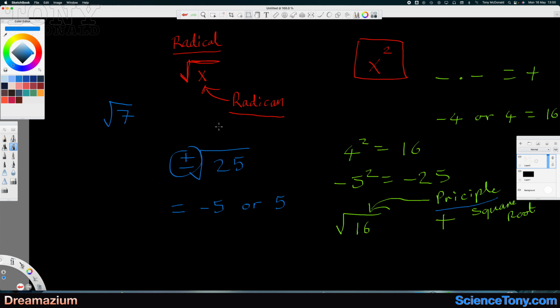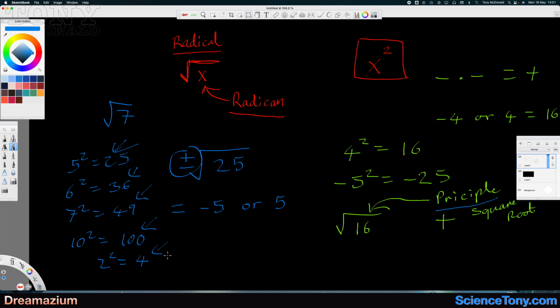By a perfect square, I mean something like 5 squared equals 25, 6 squared equals 36, 7 squared equals 49, 10 squared equals 100, 2 squared equals 4. These are called perfect squares. I guess because if you've got a square and it's 6 times 6, then you know that this bit's going to be 36.